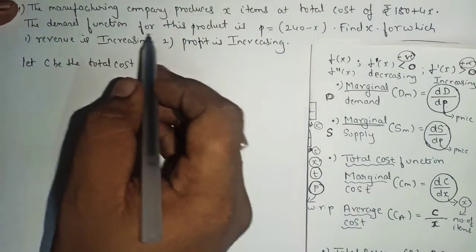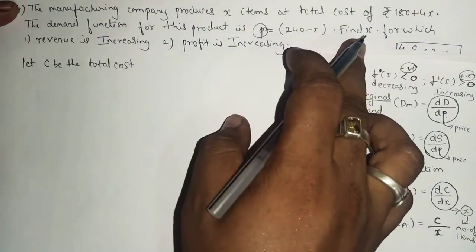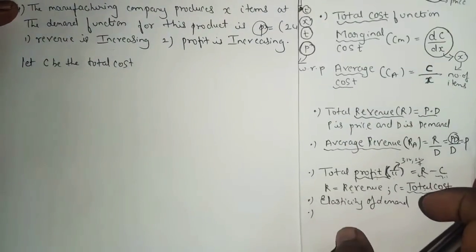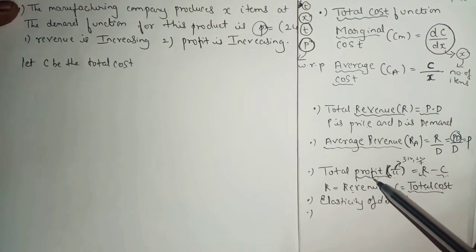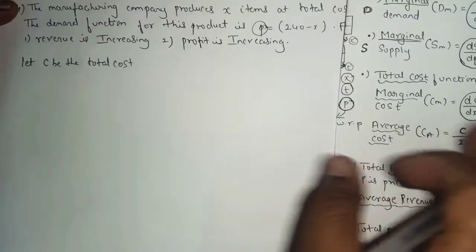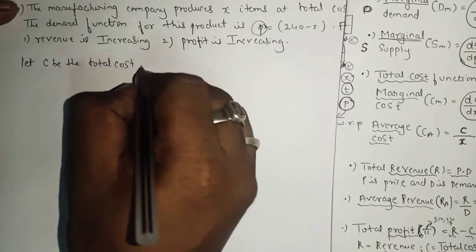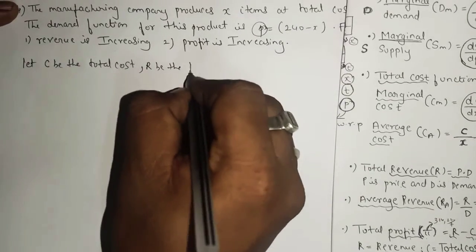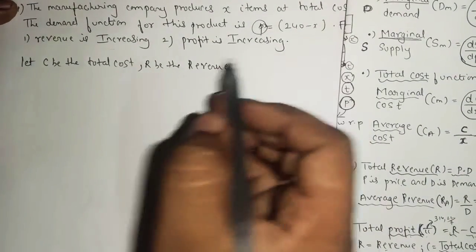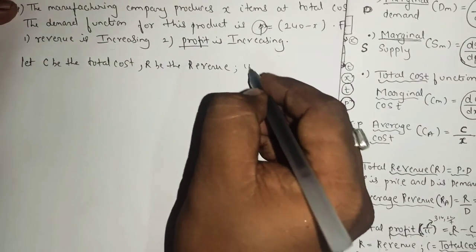Okay, and the demand function for the product is P. Here P is known as price. Then you have to find the value of X for which the revenue is increasing and the profit is increasing. For revenue increasing we have a formula, and for profit increasing also we have a formula. So first, let C be the total cost, and R be the revenue, and P is the price. And for profit we'll take pi.